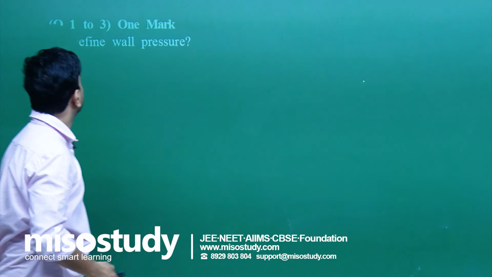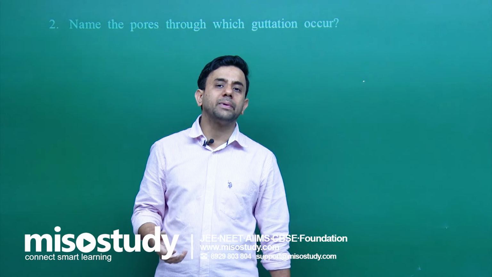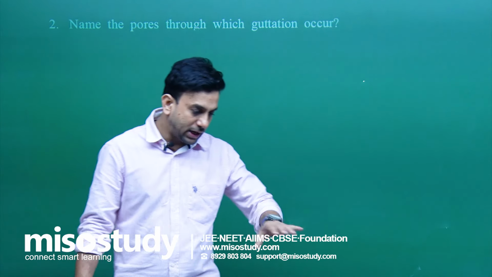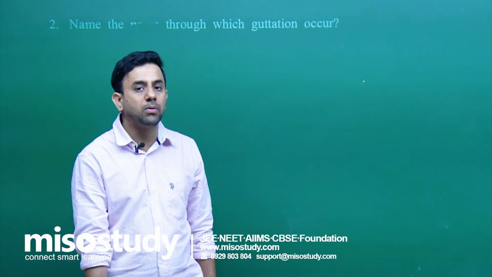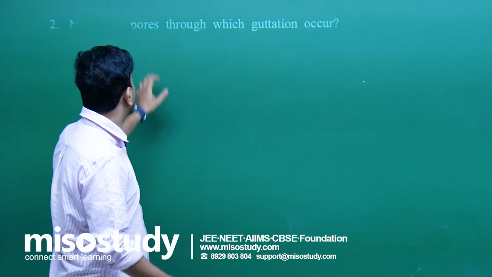Next, name the pores through which guttation occurs. Beautiful. Guttation is the loss of water in the form of water droplets from the aerial parts of the plant, and this process happens whenever there is excess root pressure. It takes place in small herbaceous plants, especially in the morning. At night, there is excess water absorption and no loss of water, so the amount of water inside the plant increases, and that excess water is lost from the pores by the process of guttation, and it takes place through the hydathodes.